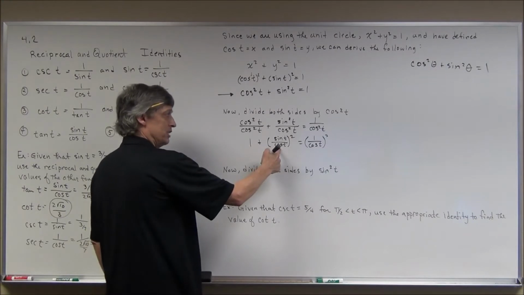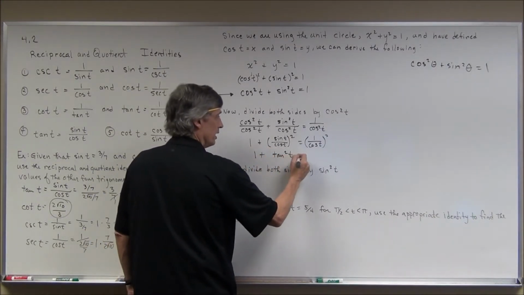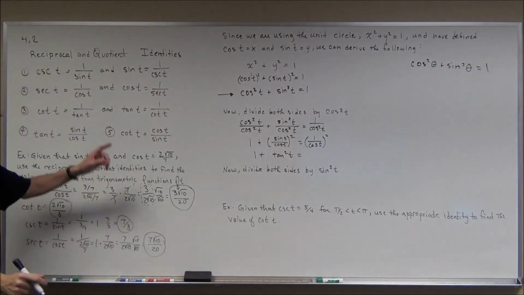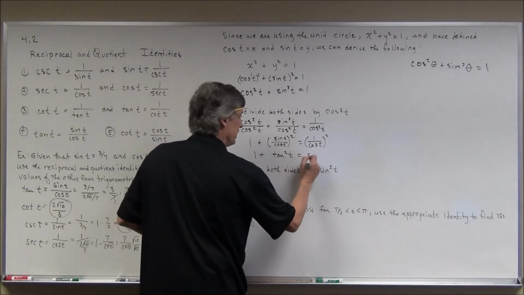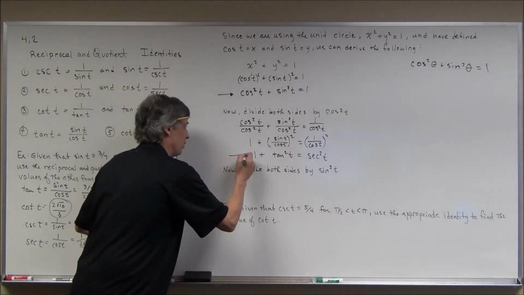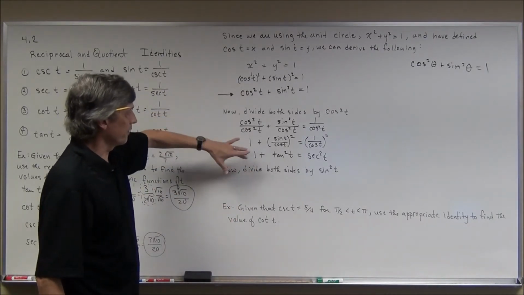Well, that's tangent. So I have 1 plus tangent squared t is equal to 1 over cosine squared t. 1 over cosine of t, remember, is secant of t, so this would be secant squared t. And this is the second one of the Pythagorean identities. There are 3, we have the first 2.